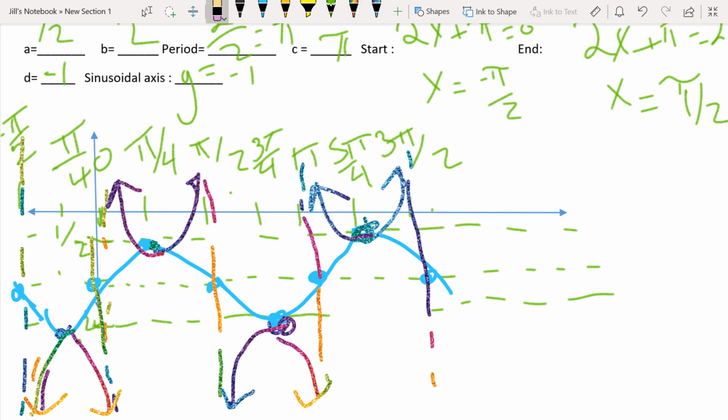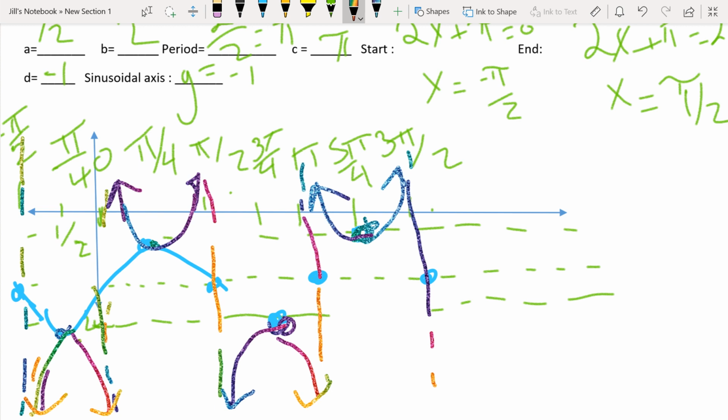And then again, if you want to erase your sine wave, you can. But for some reason, my eraser doesn't work very well. It's erasing anything I don't want it to erase. Yeah, but you get it.